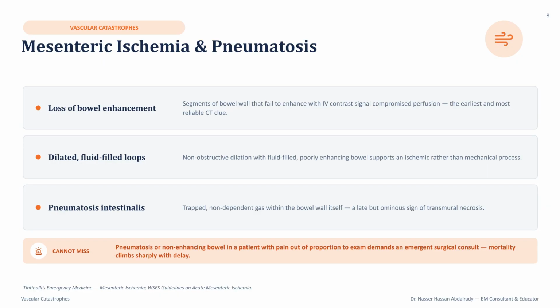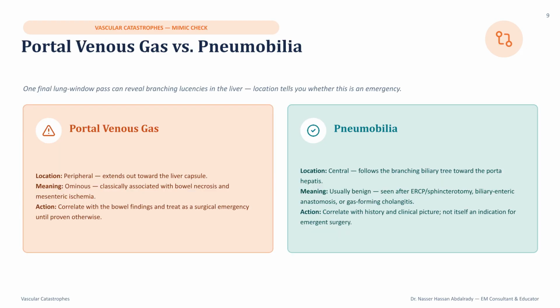Regarding mesenteric ischemia, watch for a loss of bowel enhancement or pneumatosis intestinalis. These are late signs of necrosis, and patients exhibiting them need an emergency surgical consult. Distinguish between portal venous gas, which is ominous and suggests ischemia, and pneumobilia, which usually follows biliary procedures and is often benign. Location is key.